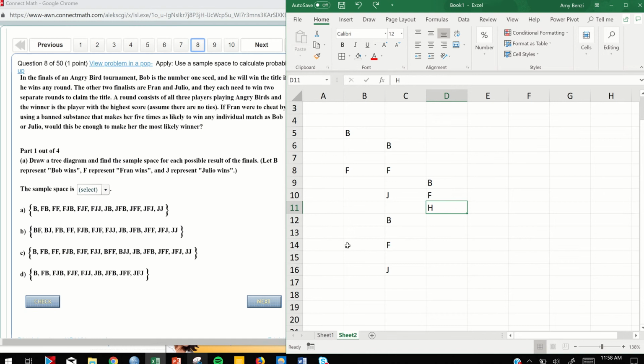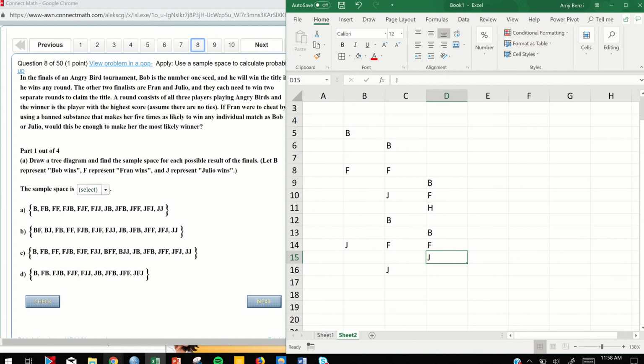Coming down here, if Julio wins the first round and then Bob wins the second round, it's over. If Julio wins and then Fran wins, then Bob, Fran, or Julio could win. And if Julio wins the first round and Julio wins the second round, it's over. So if you understand that, that's a tree diagram.